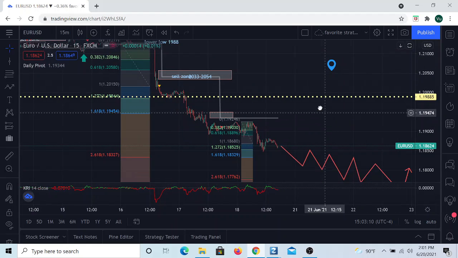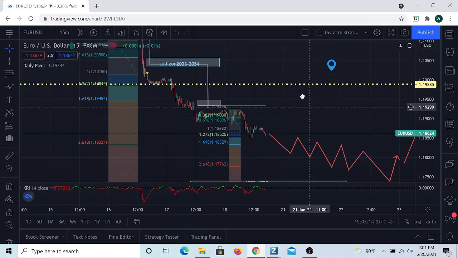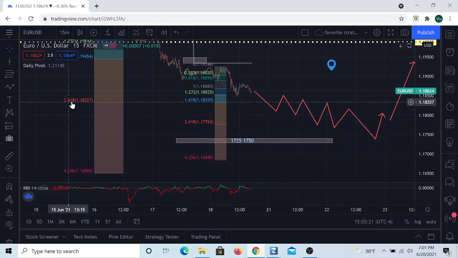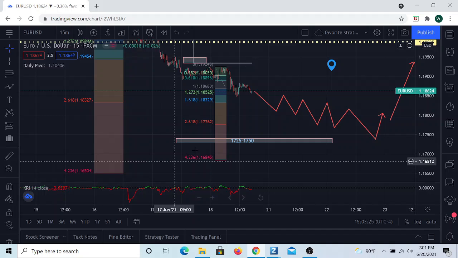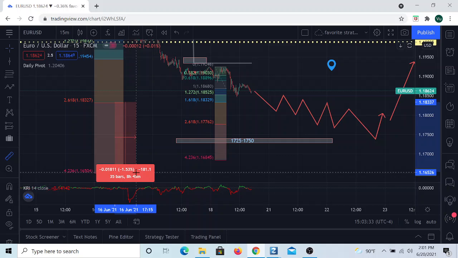So we should have the resistance right at 1950 and 1988. That's our upper bound, and the lower bound: it should break the 1832, which is the 2.618, and get down to 4.236, which is the 1650. That's our lowest target. But before it gets there, it should stop right between the two extensions, which is the 1725, 1750.